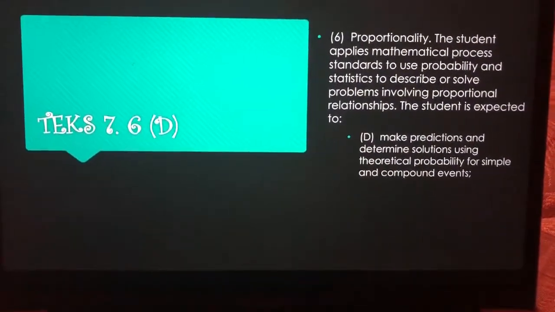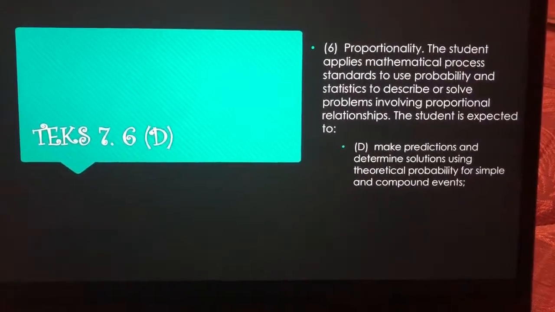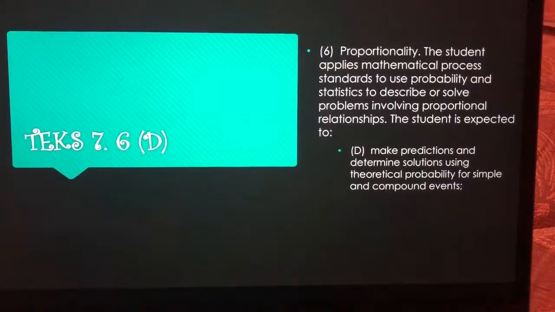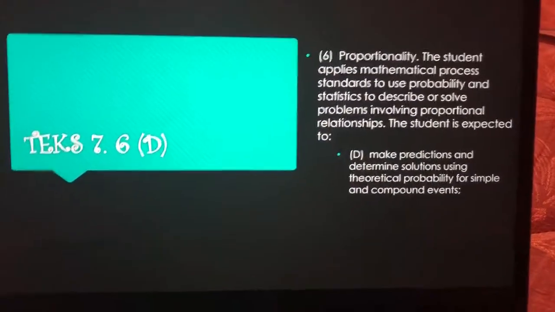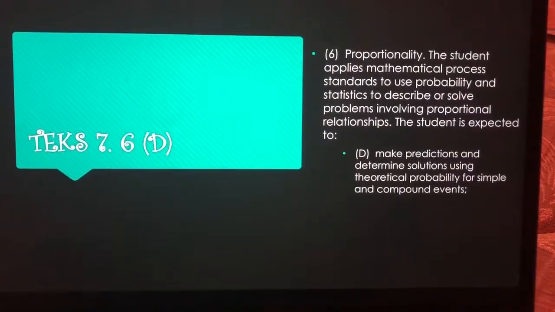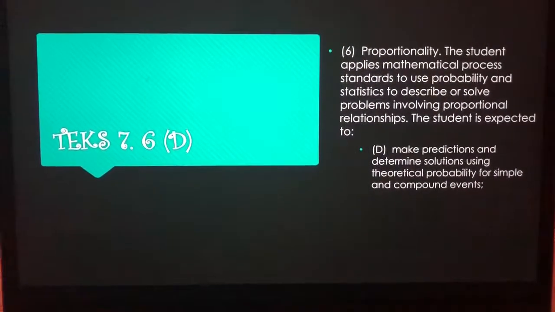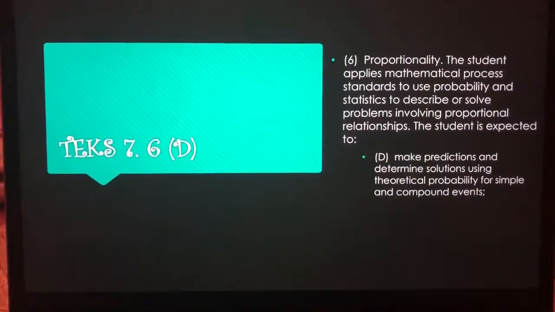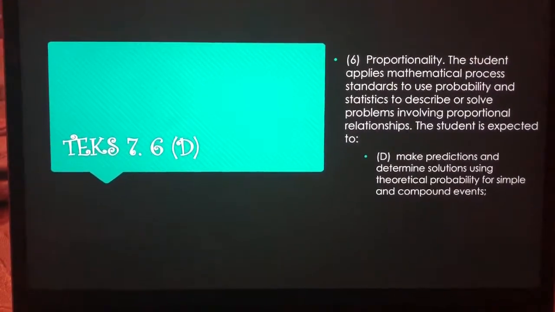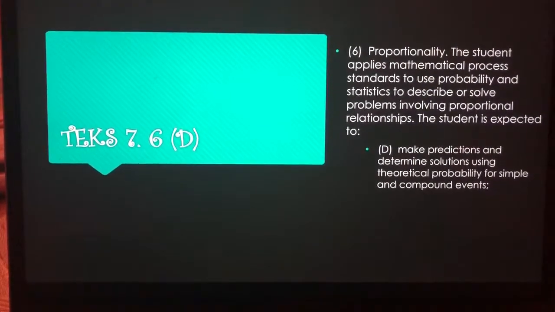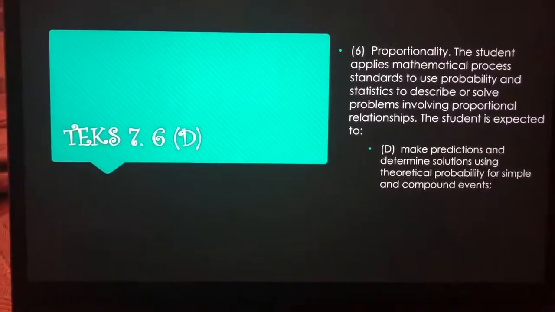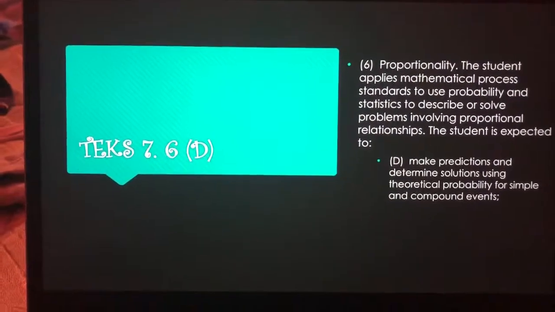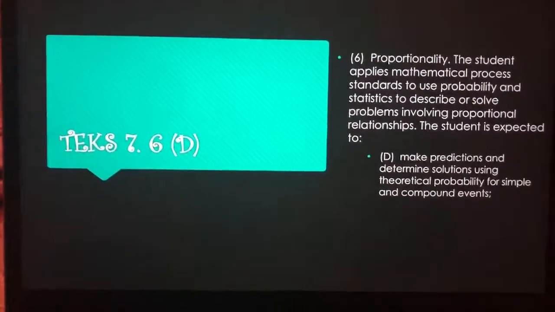So the TEK I used is TEK 7.6D, which is basically 7th grade, section 6, part D. And it states, proportionality, the student applies mathematical process standards to use probability and statistics to describe or solve problems involving proportional relationships. The student is expected to make predictions and determine solutions using theoretical probability for simple and compound events.